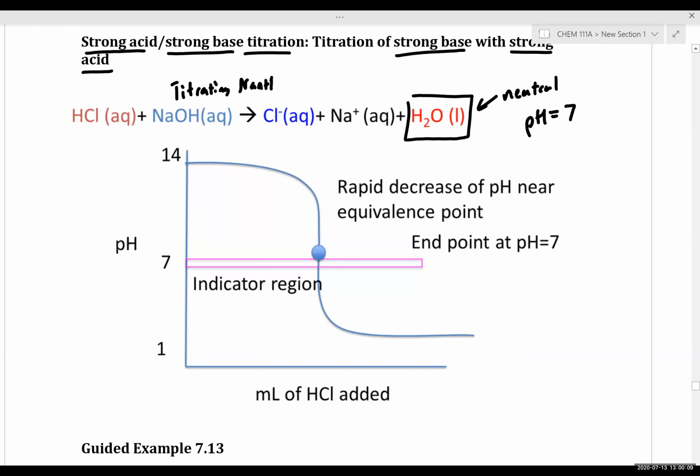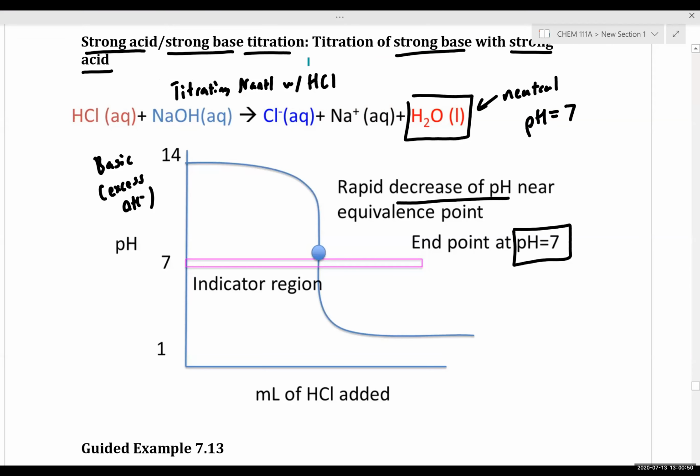sodium hydroxide with hydrochloric acid. So we start off with a basic solution, which means we have excess hydroxide. As we add hydrochloric acid, initially we don't see a large change in pH because we still have a lot of hydroxide excess. And as we approach the equivalence point, we see a rapid decrease in pH. And then at the end point, we have a pH that's around 7 because we've effectively reacted all of our hydrochloric acid and sodium hydroxide to yield water.